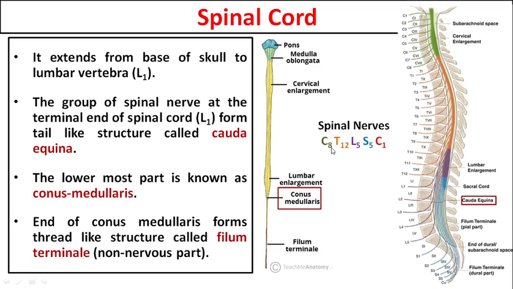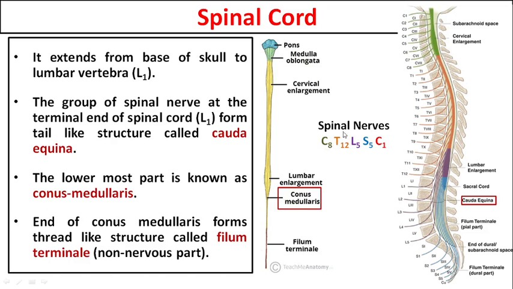You have C8. C8 means cervical nerves are 8 in number. Here you have C 1, 2, 3, 4, 5, 6, 7, 8. The Roman numbers shown here, C 1, 2, 3, 4, 5, 6, 7, are the numbers of your vertebral column, and the outermost numbers shown here are the numbers for your nerves. So in your first section, in your cervical section, you have 8 nerves.